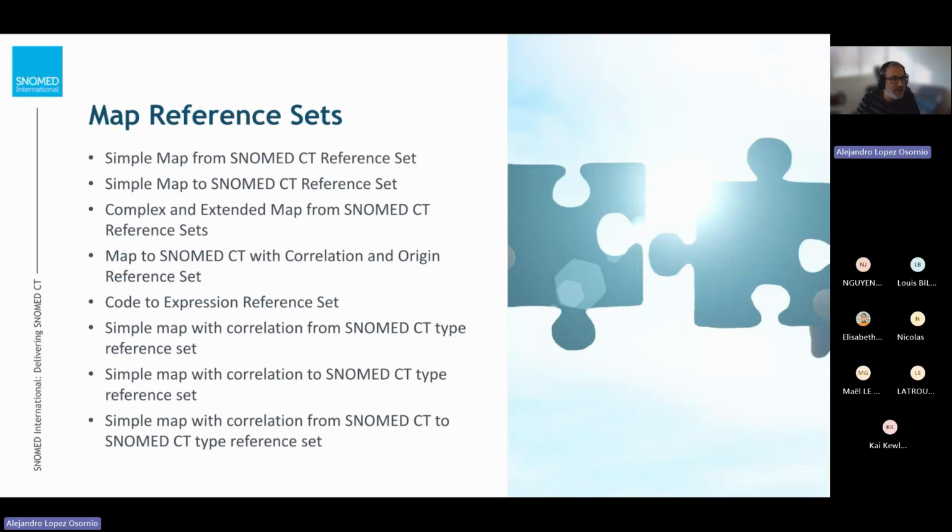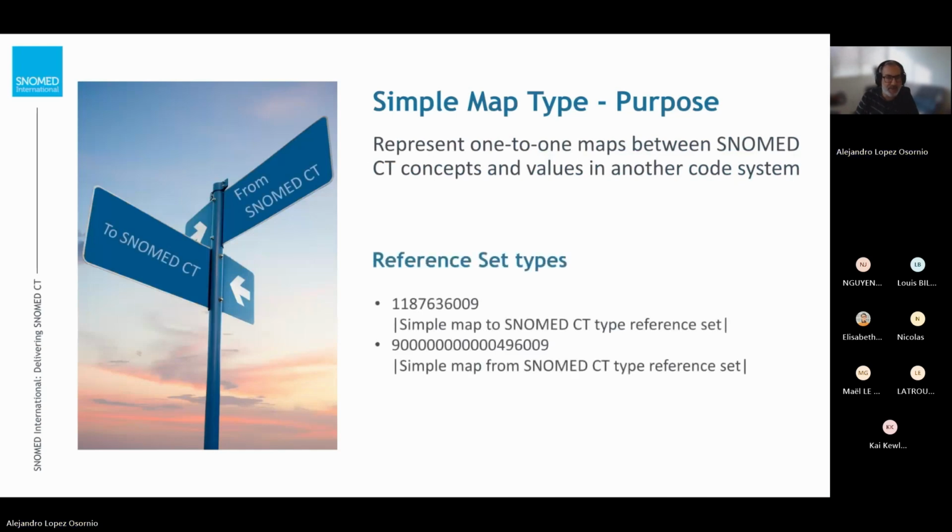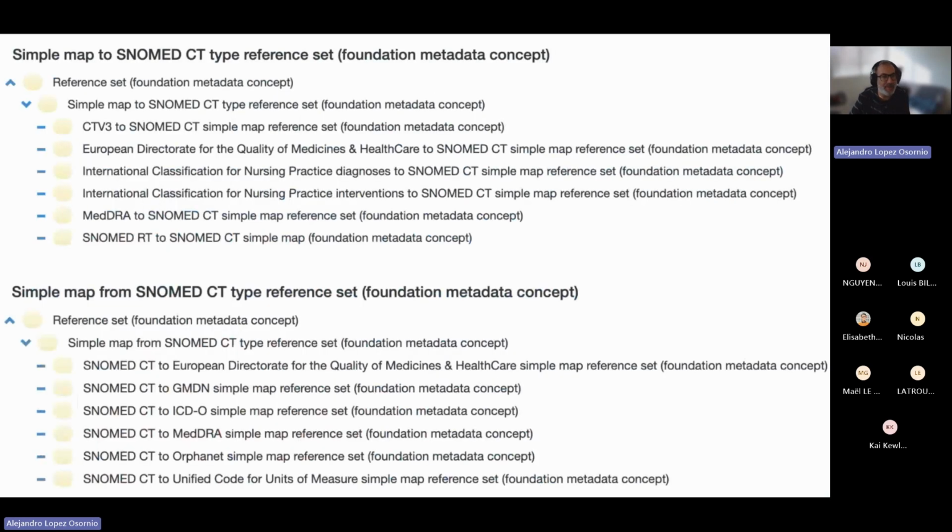So when you have reference sets, you will see that there are different types of map that you can use, and especially we have the simple maps and the complex maps. Yes, and for the simple maps, we can have versions that are from SNOMED, so it goes from SNOMED with the target in a different terminology, and the maps to SNOMED, where the source is in a different terminology and the target is in SNOMED. So the idea of the simple type maps is that they represent simple one-to-one relationships between maps. So we use the simple map to SNOMED CT reference set and the simple map from SNOMED CT reference set. And we have some examples here.